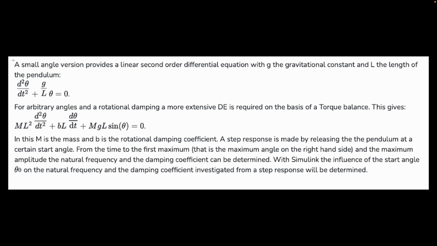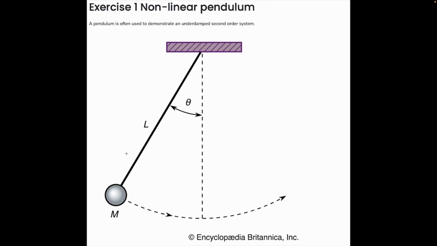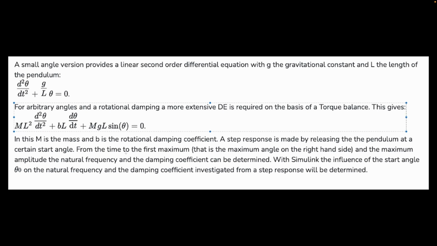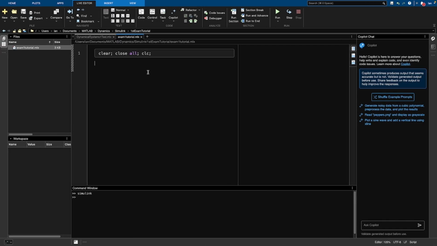So we are given some information. The first bit of information here is that when you only use very small angles on the pendulum, it doesn't really specify which ones, we just have to go with this for small angles, and then the more general, the more complete thing is this. So let's write this down.